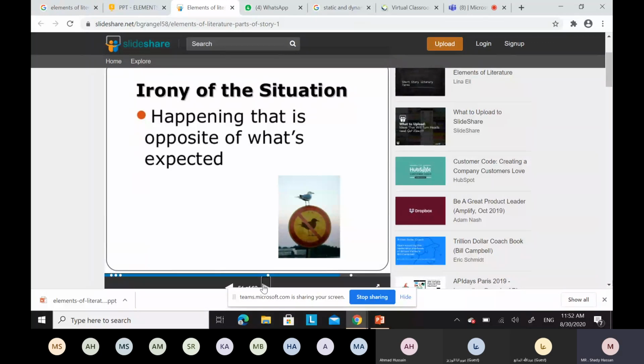So the irony happening is the opposite of what's expected. It's the opposite of what is expected. What's expected, you're going to say, no, you're wrong. You're not wise. Your point of view is wrong. So you're not saying that you're wrong, or you're going to say you're great. That's what I meant by the irony.